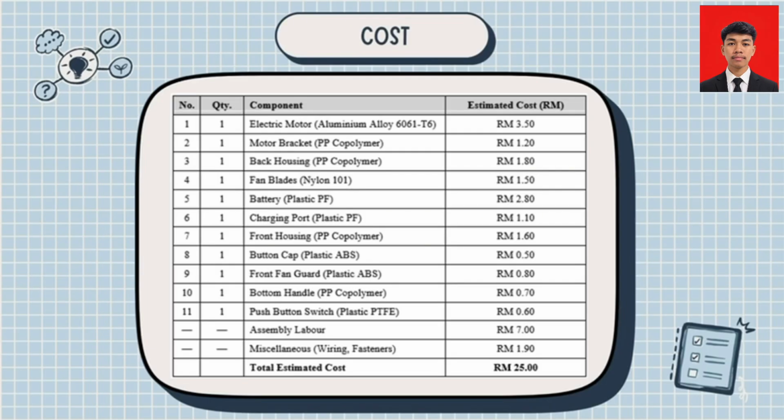For the additional cost like assembly and wiring fastener, assembly costs RM7 and wiring costs RM1.90. So the total estimated cost is RM25.